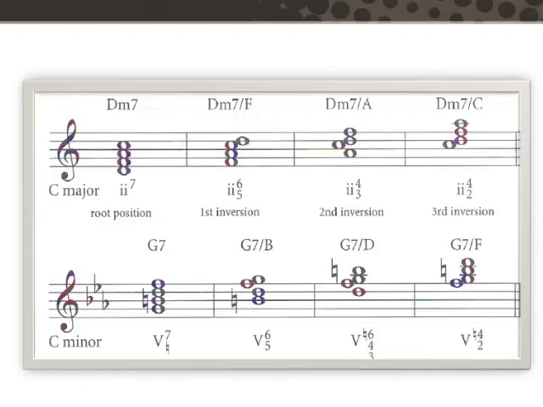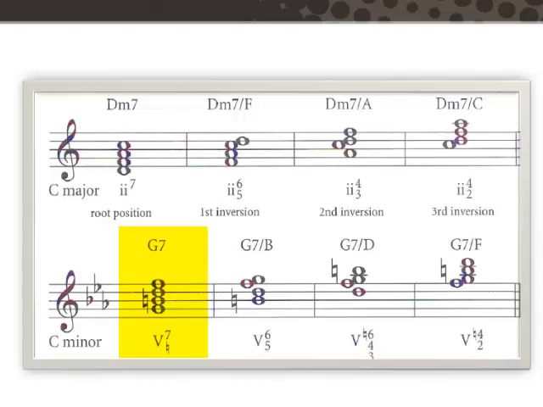Let's look at our next example in C minor. Now remember, the C minor and its tonic major, C major, would have the very same dominant seventh. So a G7 in C minor and a G7 in C major is the same chord. That's because in the minor key, we're going to raise the seventh note.